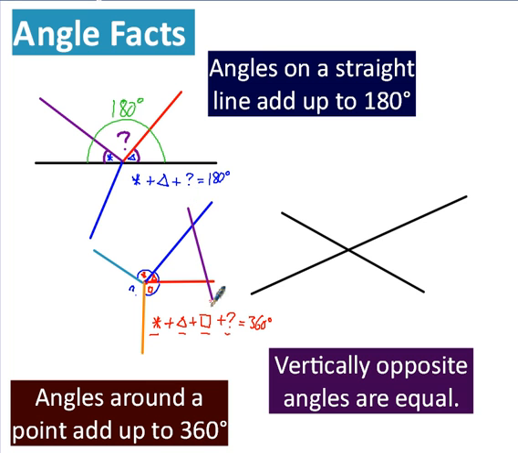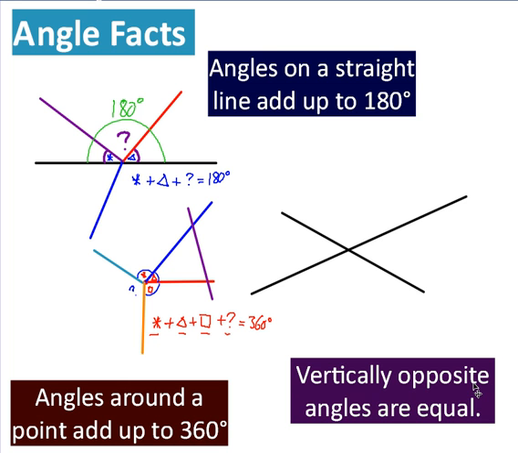Notice this purple line over here is just thrown in for confusion. It's not actually going to help us solve the problem. So you just need to focus on the information that's going to help you solve it. Okay. The last angle fact then is this one here. Vertically opposite angles are equal.